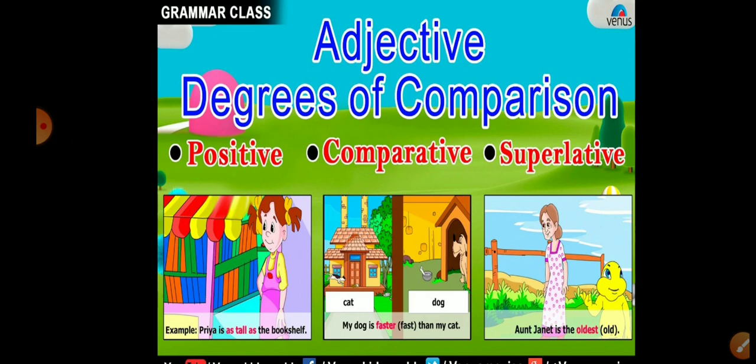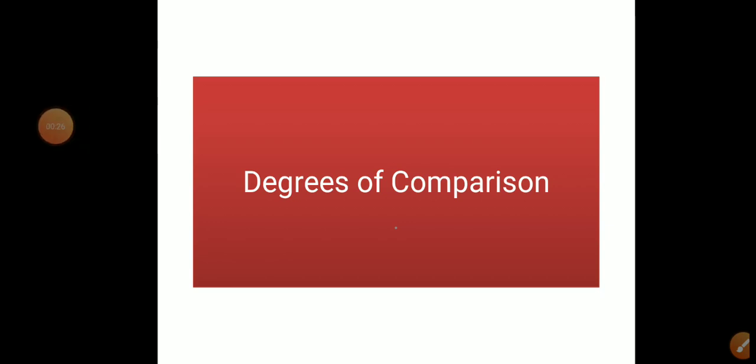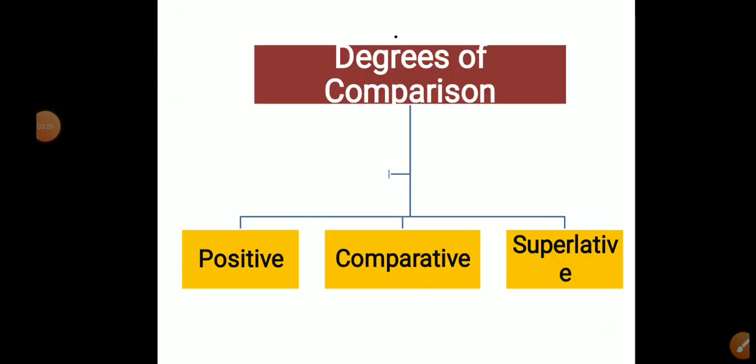Today we are going to deal with the grammar part, which is adjective degrees of comparison. So let's start with the new grammar part. Here we have 3 degrees of comparison. Most adjectives have 3 different forms to show degrees of comparison, that is positive, comparative and superlative degree.